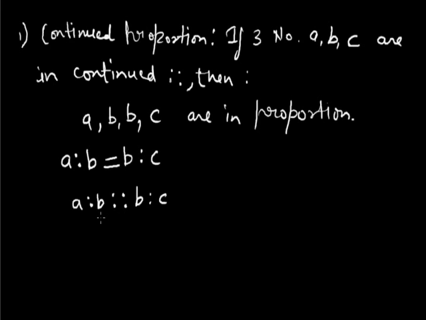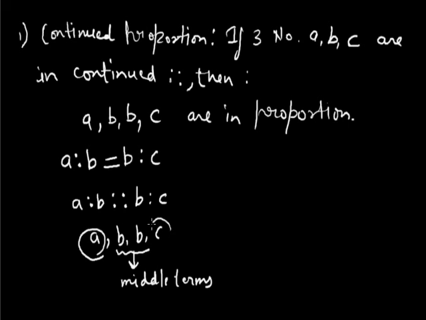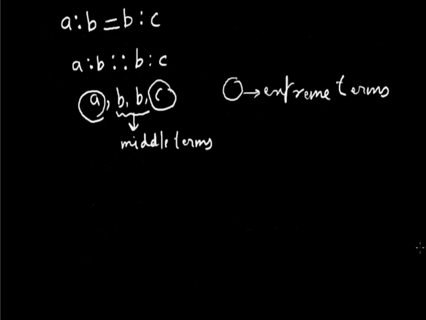Now we can see here the middle terms, as I have earlier told you, these two terms are the middle terms and these two terms are the extreme terms. So using the previously discussed concept of middle terms and extreme terms, we can conclude that the product of middle terms is equal to the product of extreme terms. That means the product of b and b, which is b square, is equal to the product of extreme terms, which is a multiplied by c.